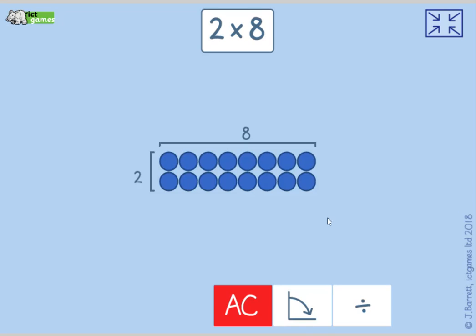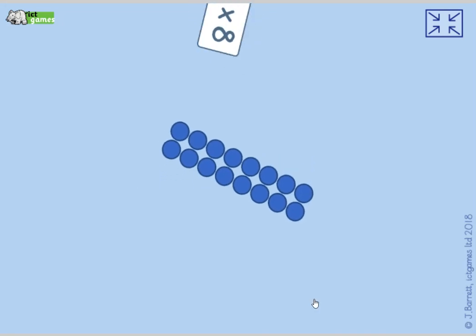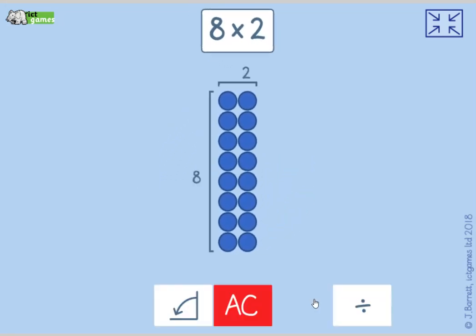Okay, so what else do you know? Come on, year 2s, what else do you know? If 2 times 8 is 16, and I turn it around, am I going to lose any spots? Are any of them going to go away? No, they're all still there.